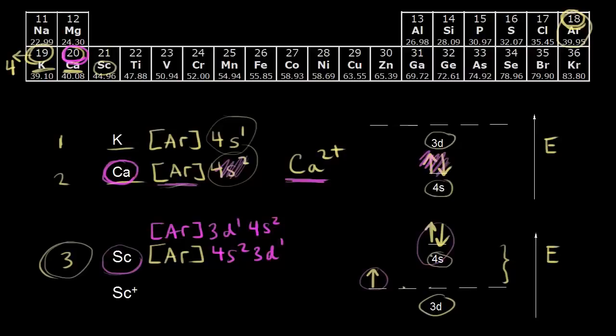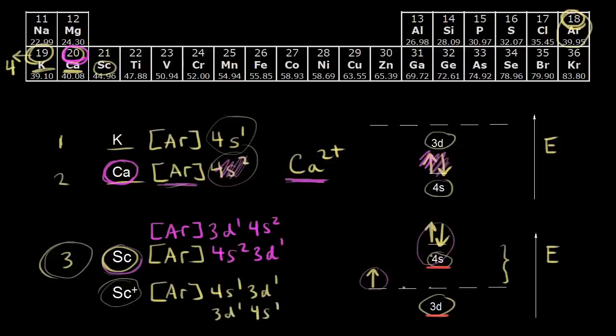How do we know that the 4s orbital is actually higher energy than the 3d orbitals? We know this from ionization experiments. For example, if you form the scandium +1 ion, so we're losing an electron from a neutral scandium atom, the electron configuration turns out to be argon 4s1 3d1, or once again you could write argon 3d1 4s1.